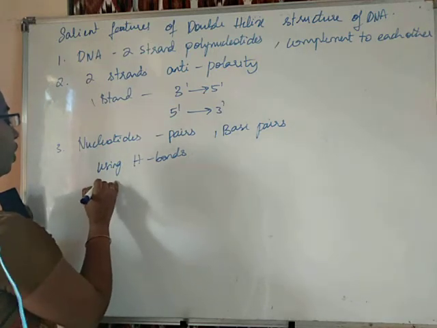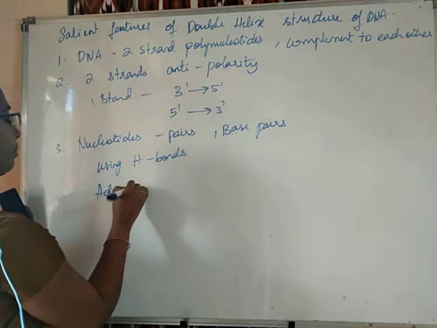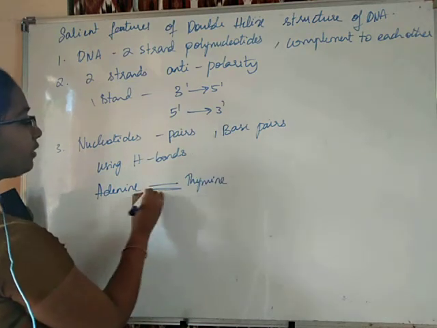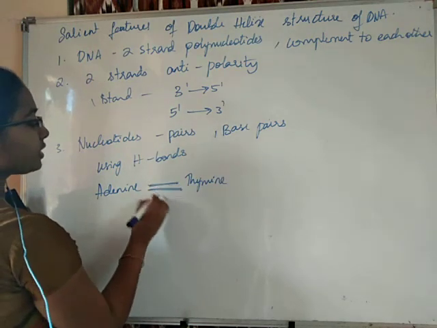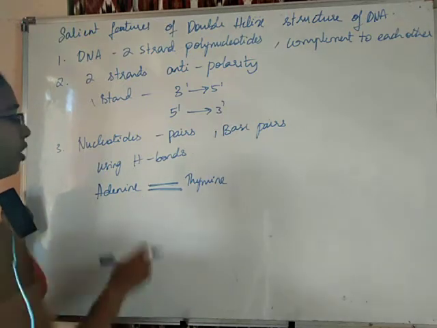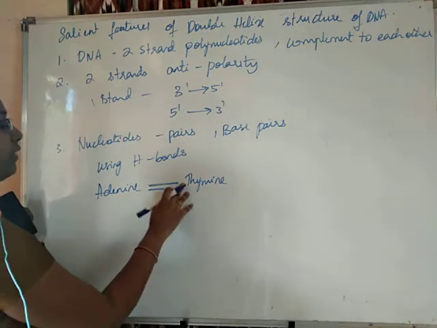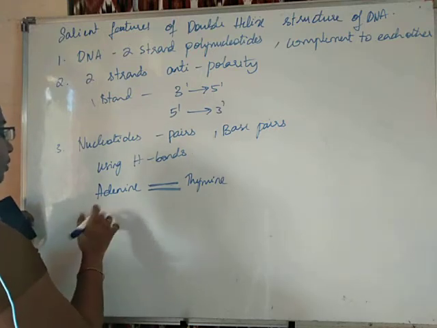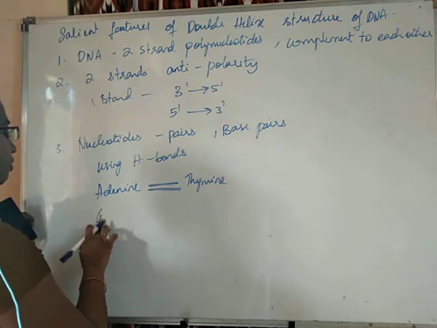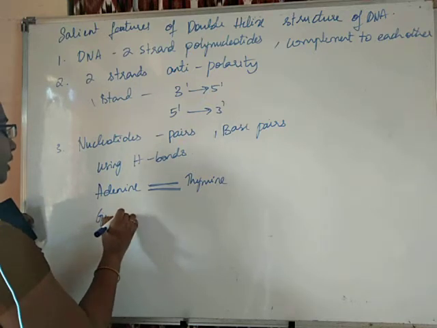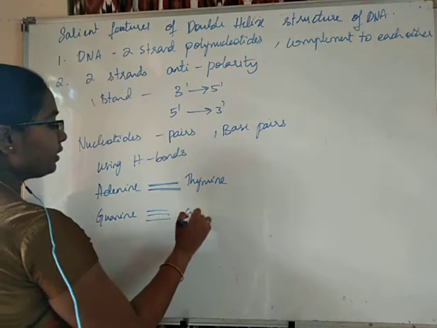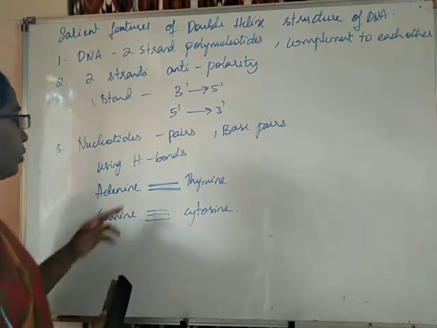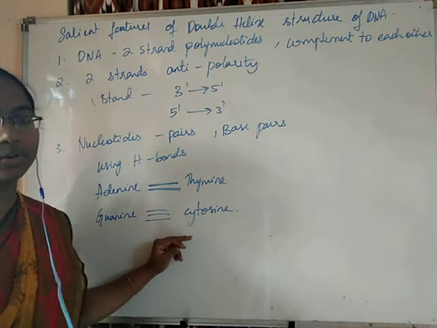Always, adenine pairs with thymine, and between adenine and thymine there will be two hydrogen bonds. I am indicating it with two lines. Always between guanine and cytosine there will be 3 hydrogen bonds.